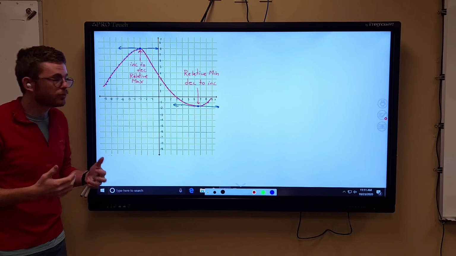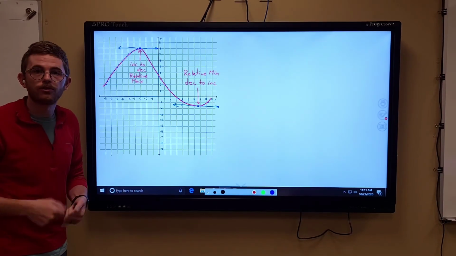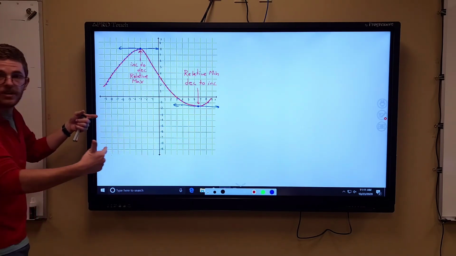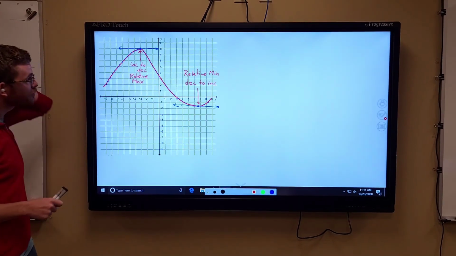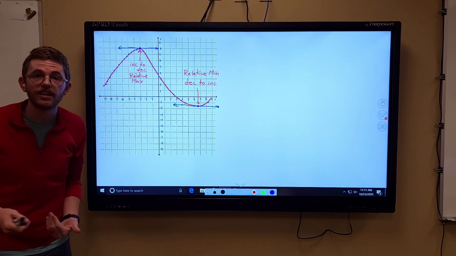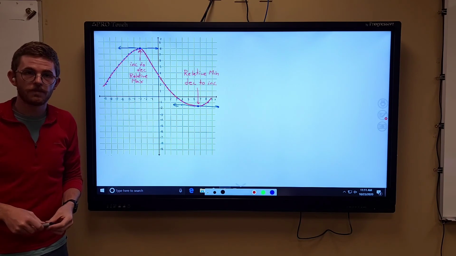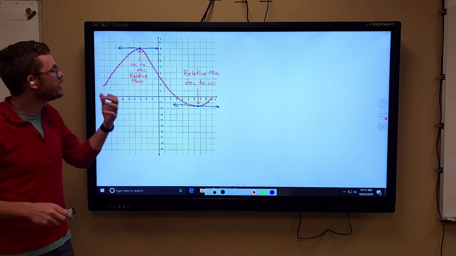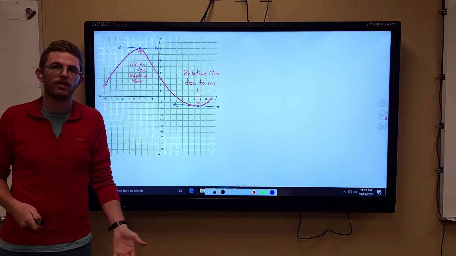And we call this idea the first derivative test. The derivative is telling us if our function is increasing or decreasing, and if we can see those changes, then we can determine if we have relative extrema.